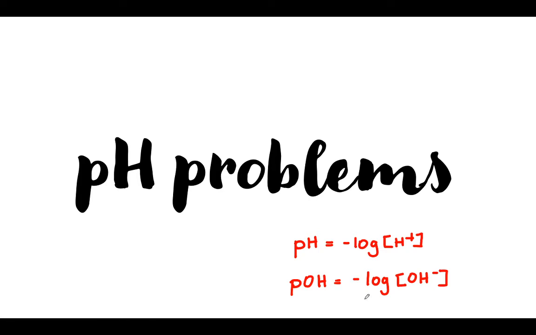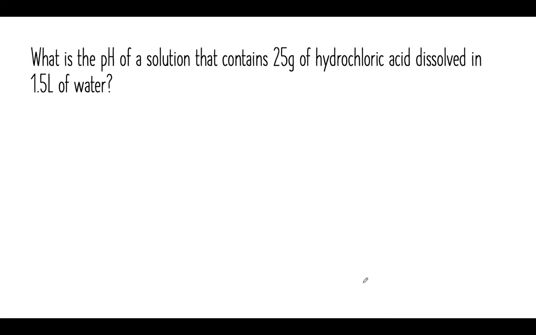Let's look at some examples for calculations involving pH. Before we get started, we know that pH is equal to the negative log of the concentration of H plus. On the other hand, we have pOH, which is equal to the negative log of the concentration of OH minus. Using both of these formulas, we should be able to find the pH for all of the examples that we are going to look at today.